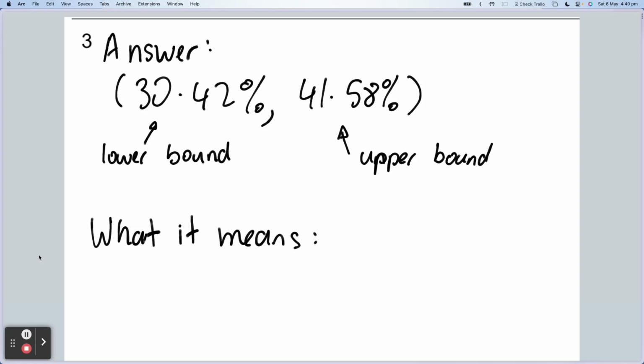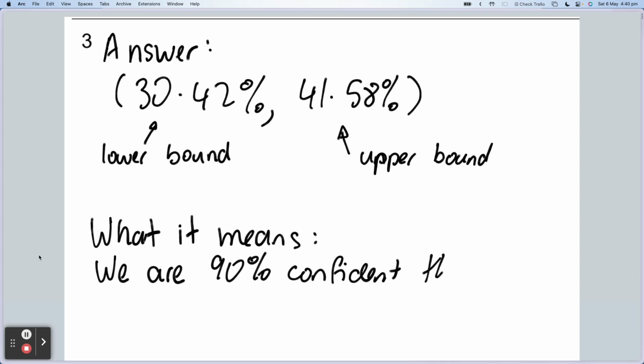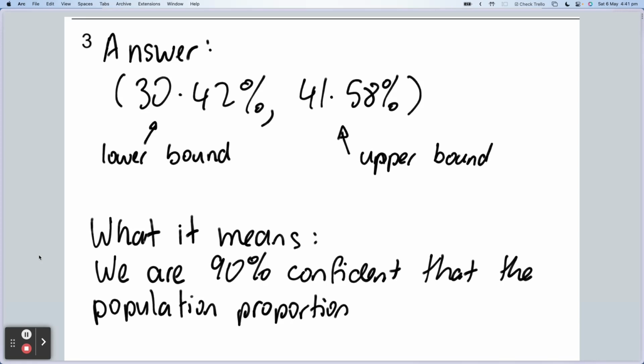This is interval notation, and it means at least 30.42%, and then everything in between, all the way up to 41.58%. What does it mean? Well, this is what it means. We are 90% confident that the population proportion, which is P, is in this interval.